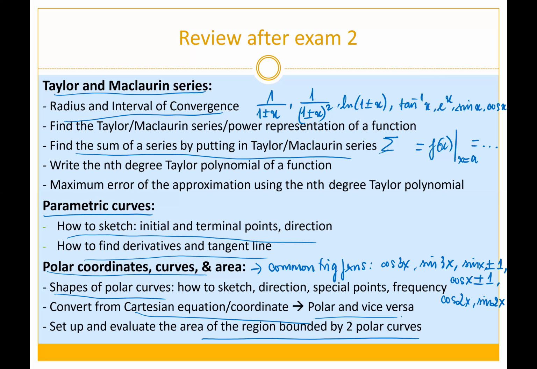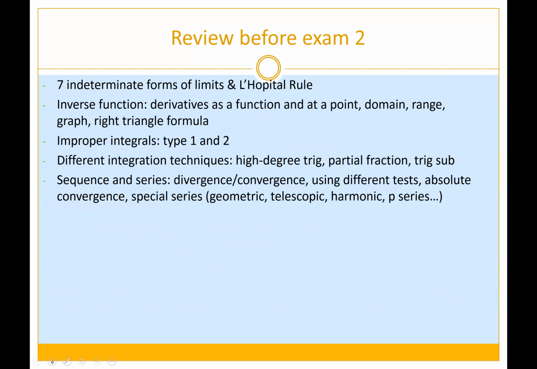And so that is the thing that we need to focus on after exam 2, and all of this part is going to account for 60% of the final exam. Usually we're going to have 40% of the final based on whatever we learned before midterm 2. And so it's going to have 7 indeterminate forms of limit. You guys already reviewed that for midterm 2, so it shouldn't be a new thing. We also have inverse function, derivative as a function, domain, range, right triangle formula. So this is the first thing that we learn in this course and materials of midterm 1.